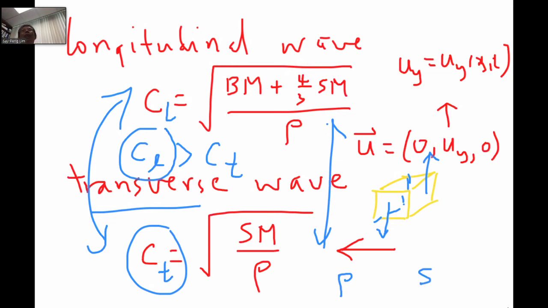And if you can time when the transverse wave arrives versus when the longitudinal wave arrives, and you know the properties of the Earth, so the shear, Young's and bulk moduli, and so you know the speeds, then you will know how far the earthquake is from where the detectors are.